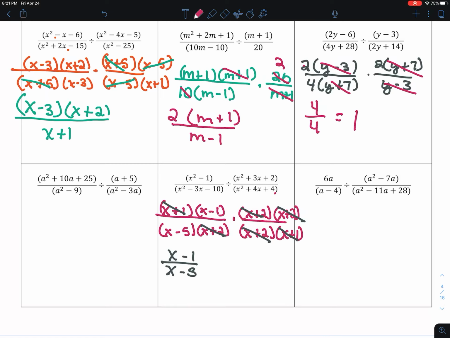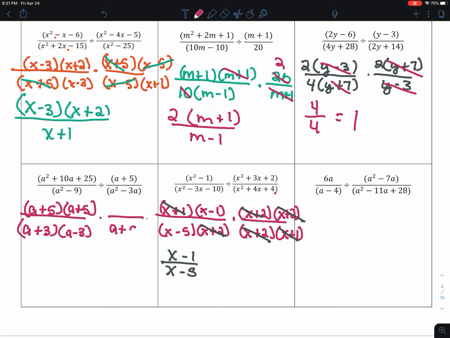Okay, I can factor this. What can I multiply to get 25, add to get 10? 5 and 5. a squared minus 9 is the difference of two squares, so that's a plus 3, a minus 3. Whoops, what did I do wrong? I forgot to flip. Bad Miss Boulder.